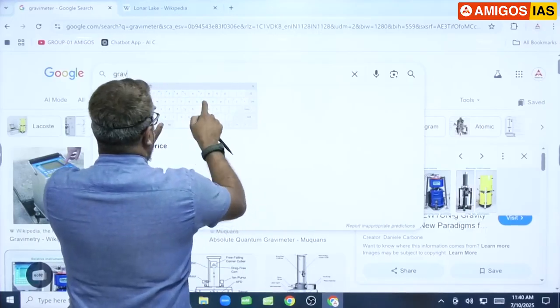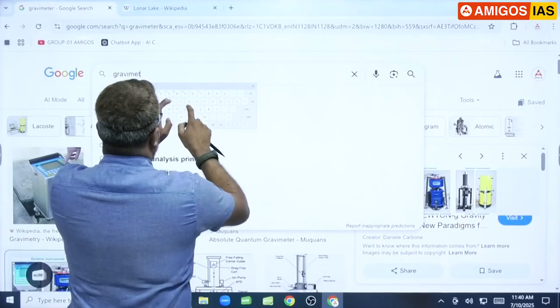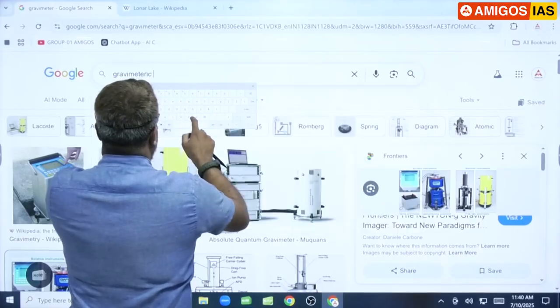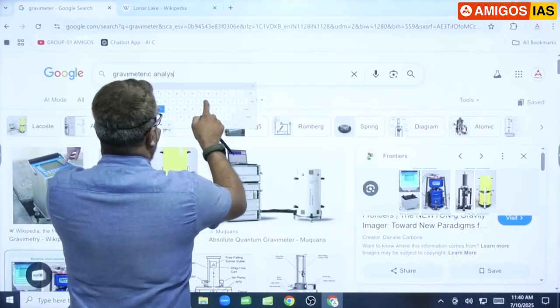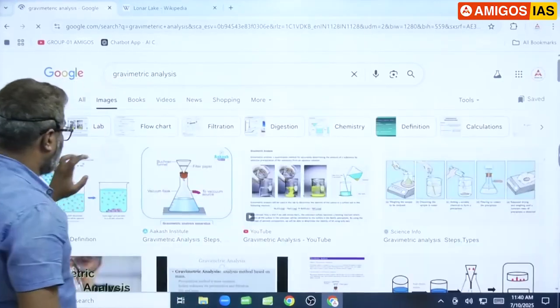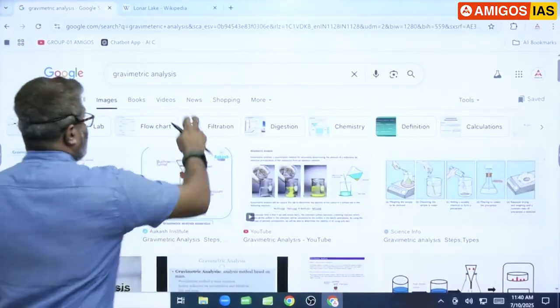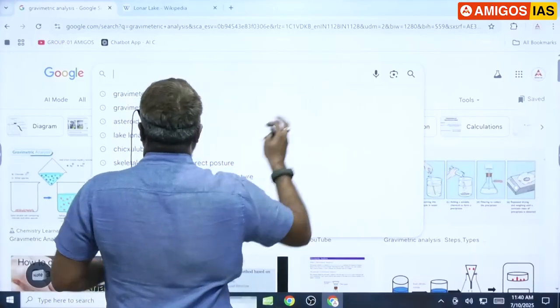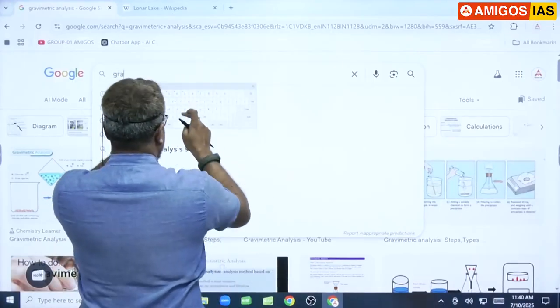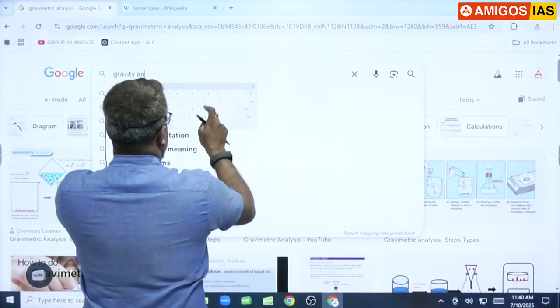So gravimetric. Oh, it's showing the liquids. 1 second. Okay, I'll show you the values itself.